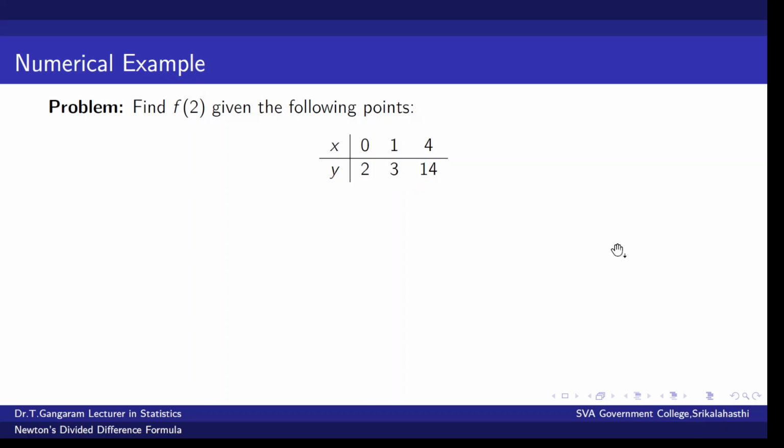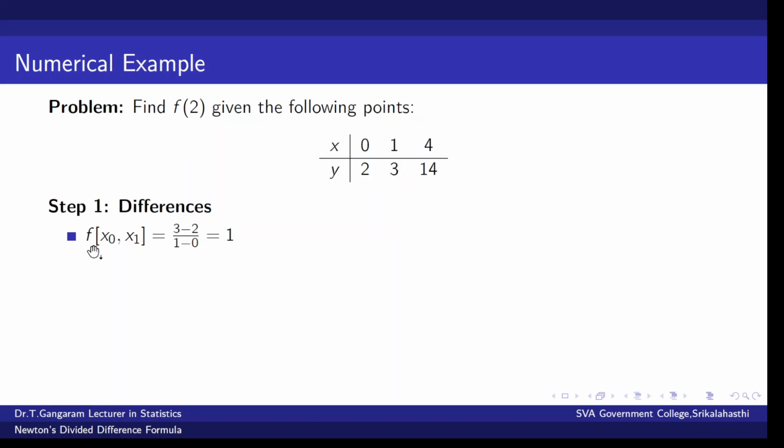Let us understand this with a numerical example. Find f of 2 given the following points. Here argument values are 0, 1, 4, and 2 will be here. These are not equally spaced, equidistant arguments. Here the difference is 1 and here the difference is 3.